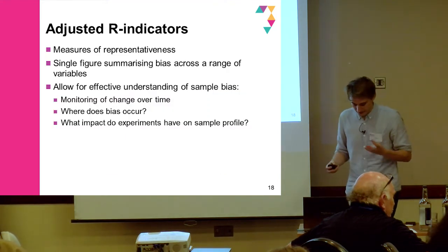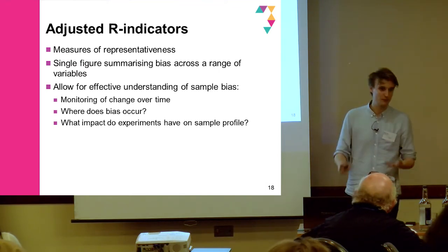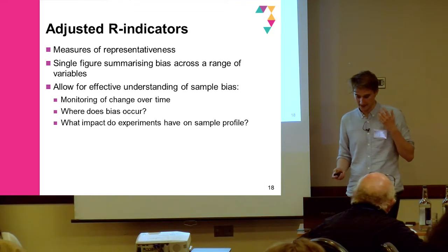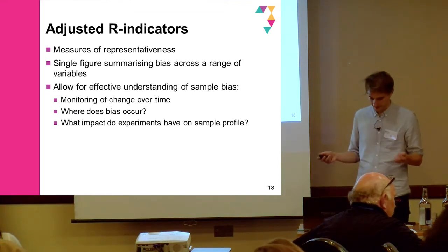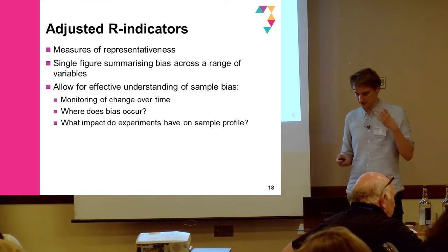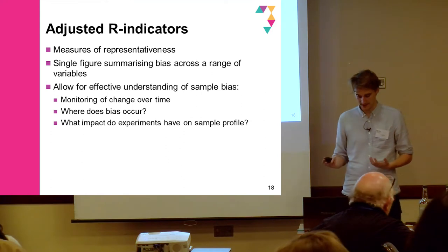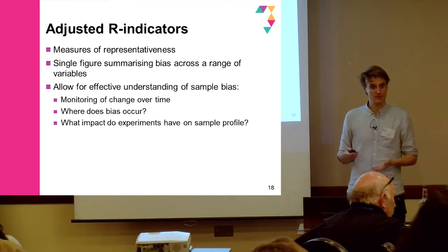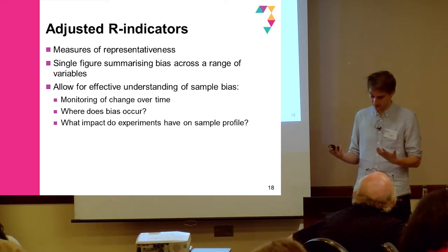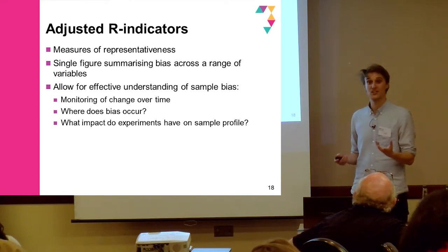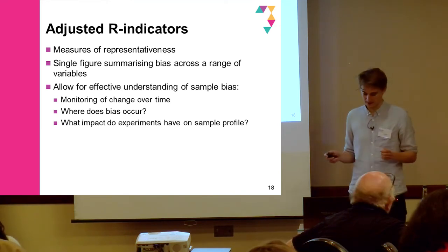But clearly, looking at every single social demographic characteristic every month and a half when we run another survey to try and understand the bias just isn't the most convenient way to work. So to make things slightly more accessible, what we're currently developing is something called an adjusted R indicator, which basically produces a summary score between 0 and 1 to show how the unweighted panel sample compares to the population, which we assume to be the weighted British Social Attitudes Survey estimates.